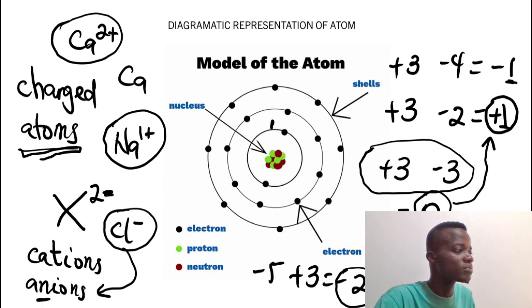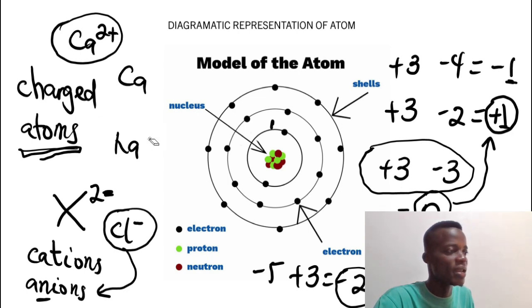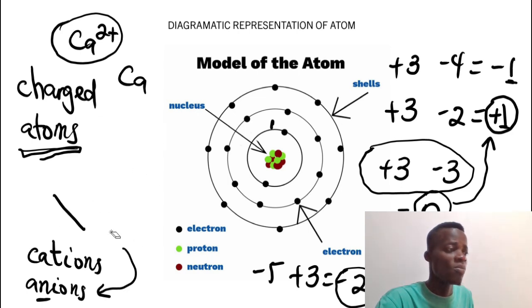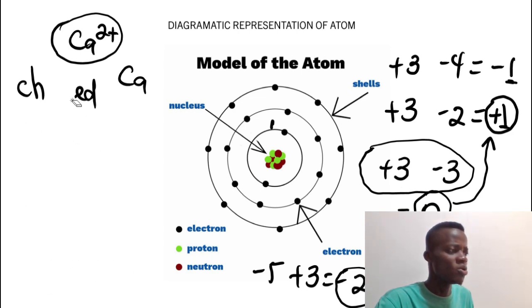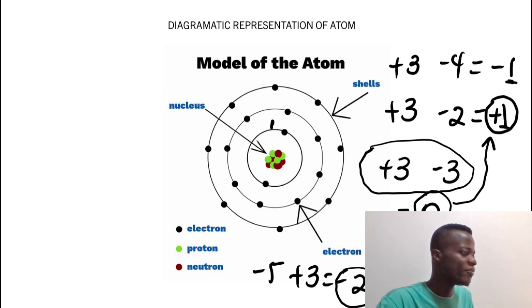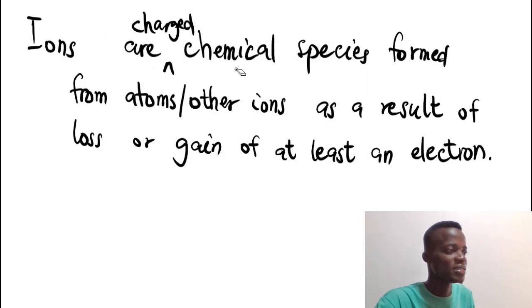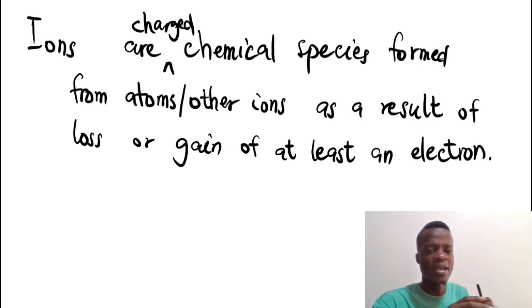As simple as that. But in what we are talking about, there's an excess of protons over electrons, right? But what is actually happening is, let me refer to the definition again. When we were doing the definition, we said that ions are charged chemical species formed from atoms or other ions as a result of loss or gain of at least an electron. So it is electrons that are being lost. Protons can be in excess sometimes, but the proton number is always fixed. It is the electrons that are changing, right? Either an electron adds to the atom or an electron leaves the atom.